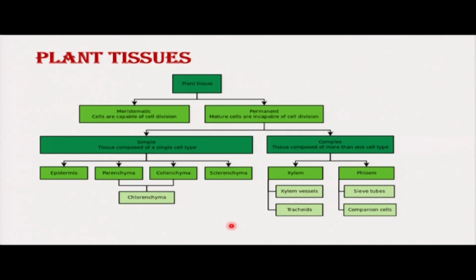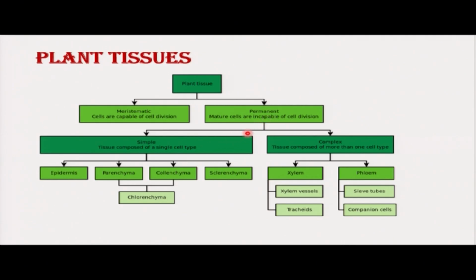This is a schematic diagram showing different plant tissues. Here we have meristematic cells which are capable of cell division, meaning cells which make meristematic tissues are responsible for cell division. Then we have permanent mature cells which are incapable of cell division, meaning permanent plant tissues are made up of cells which don't divide.